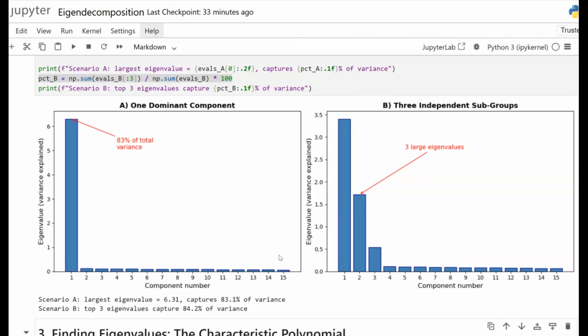So from this plot, it is understood that scenario A, the left plot, has one tall bar and a rapid drop-off. That implies a strong global correlation, a single underlying driver. And scenario B, the right plot, has 3 tall bars, then a drop-off, which implies multiple independent structures and a clustered relationship.